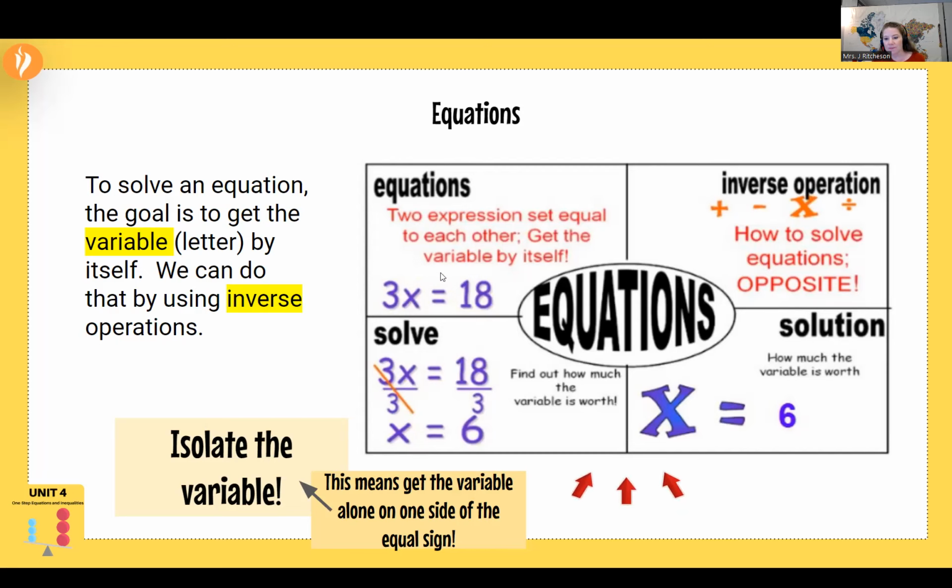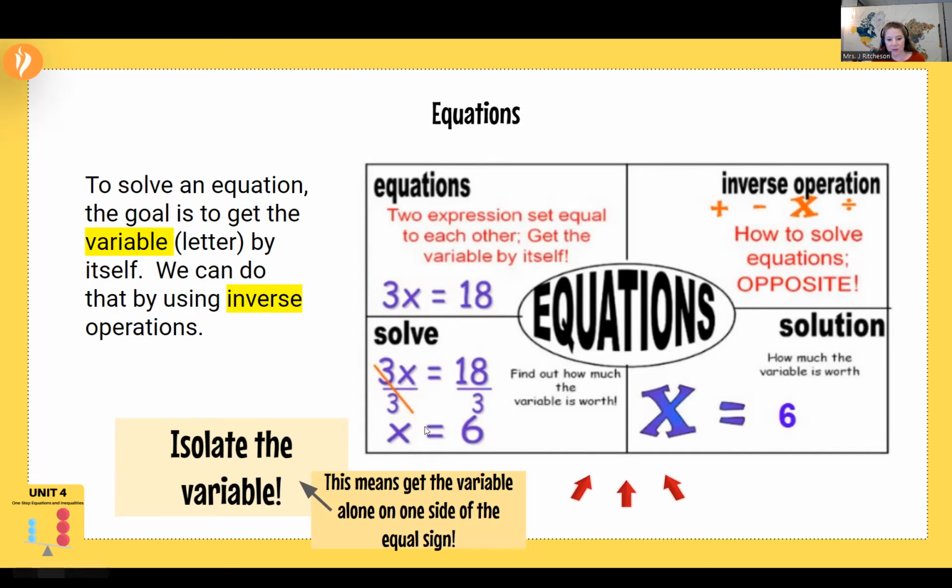That's an equation. Inverse operations, how to solve equations. In other words, you're going to do the opposite operation of what you see. So 3 times x equals 18. What's being done to x is being multiplied by 3. So to solve it, we would divide both sides of the equal sign by 3. So we find out that the value of x is equal to 18 divided by 3, which is 6.